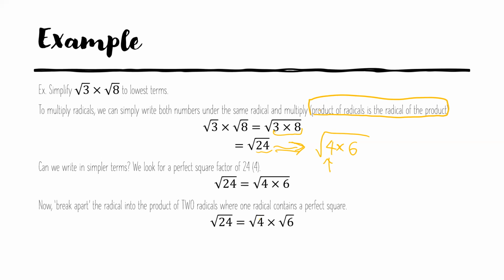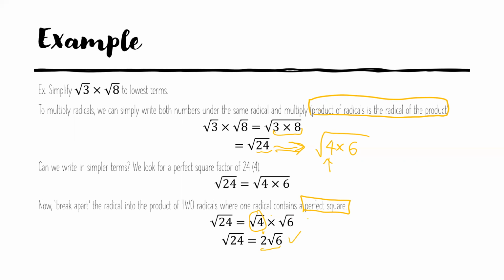So we break it down into the square root of 4 times the square root of 6, and notice that the square root of 4 itself is a perfect square. What does that mean? That means that you can find the square root of it, and the answer is a whole number. So the square root of 4 is simply going to be 2. And of course, the square root of 6 is not a nice friendly number, so we leave it as it is.